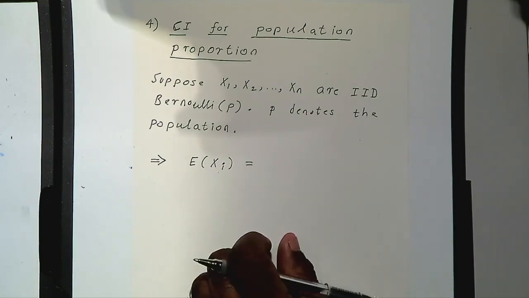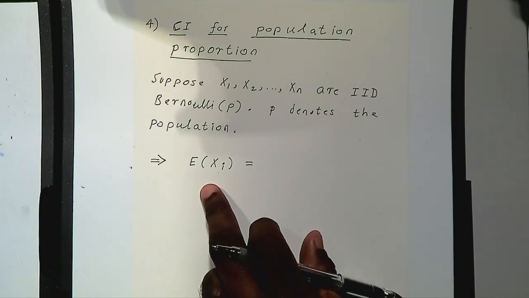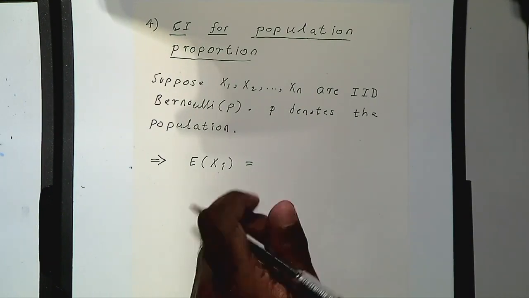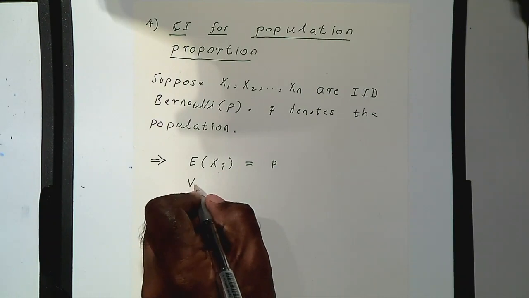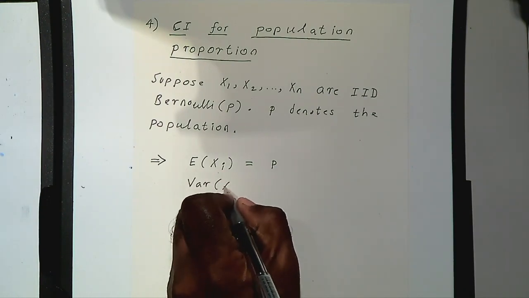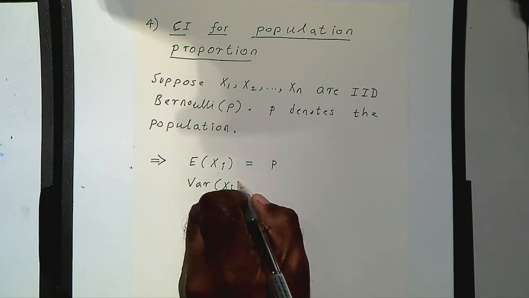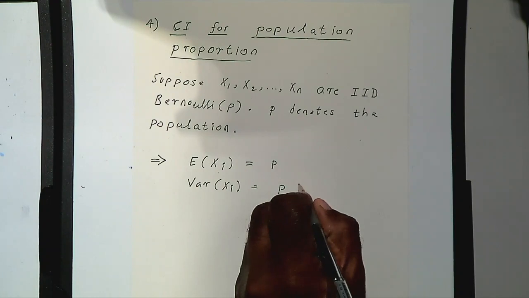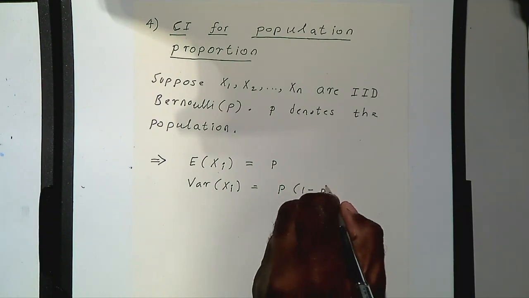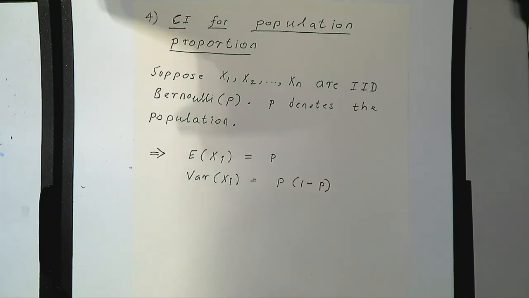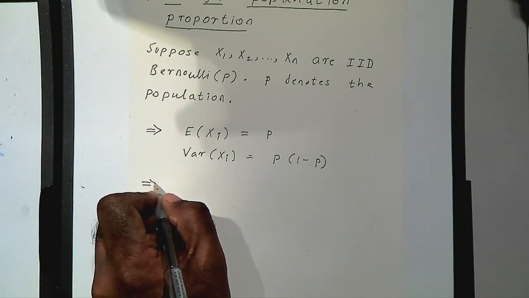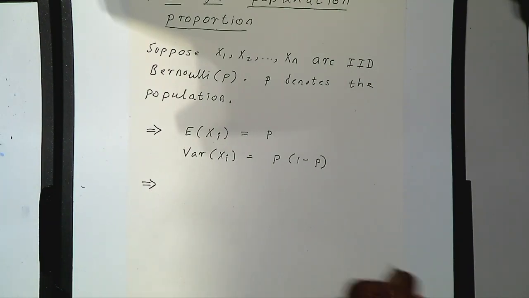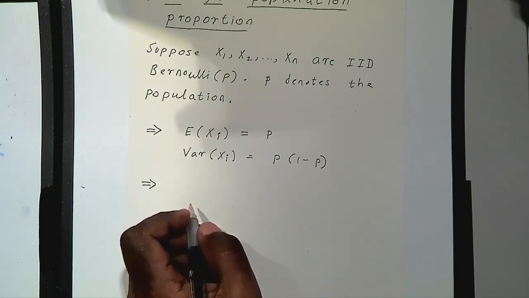Do you guys remember the expected value of x_i for Bernoulli is p, and the variance of x_i for a Bernoulli is p times 1 minus p? And I'm going to write down something that you should recognize.